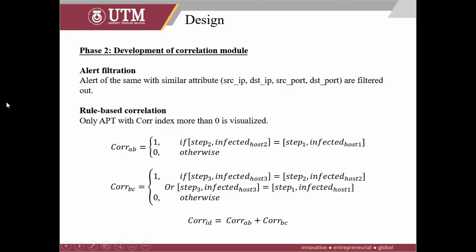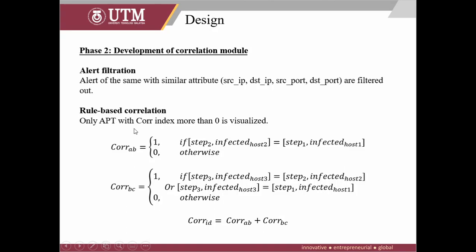Phase 2, development of correlation module. We'll filter out alerts with similar attributes. For example, we have 2 traffic being labeled as stage 1, but these 2 traffics have same source IP, destination IP, and same features, so the redundant traffic will be filtered out.